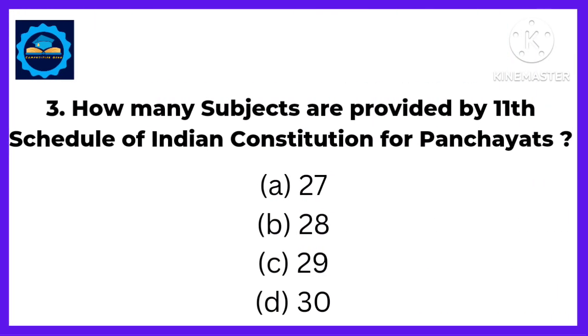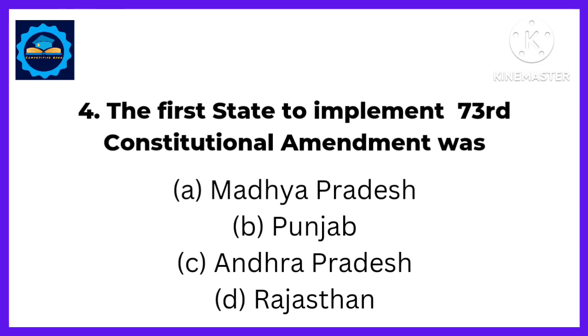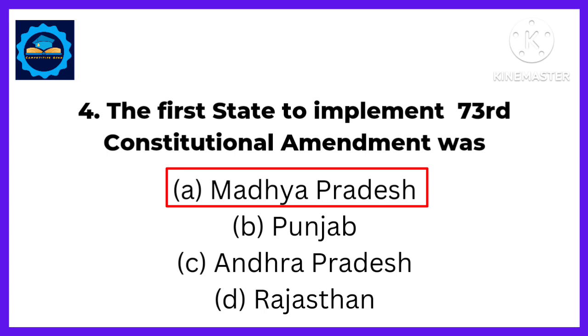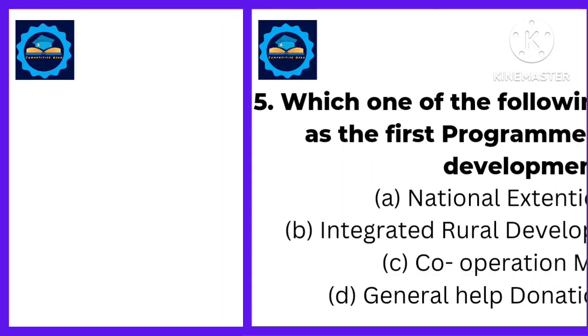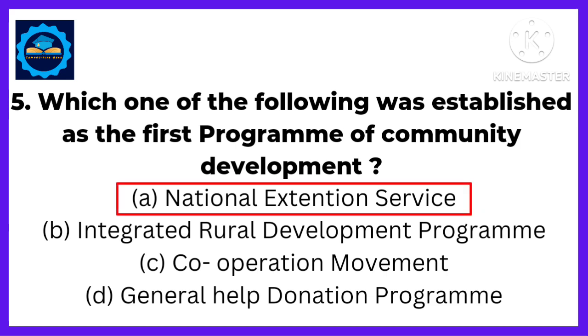Next, how many subjects are provided by 11th Schedule of the Indian Constitution for Panchayats? Answer: 29 subjects. Next, the first state to implement 73rd Constitutional Amendment was? Answer: Madhya Pradesh. Next, which one of the following was established as the first program of community development? Answer: National Extension Service.